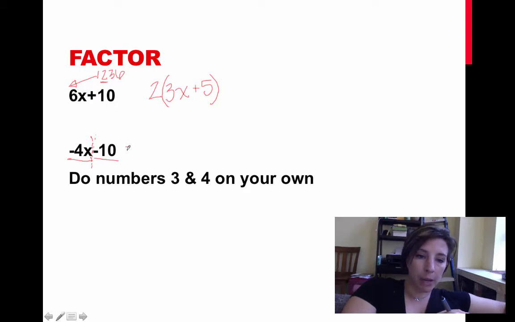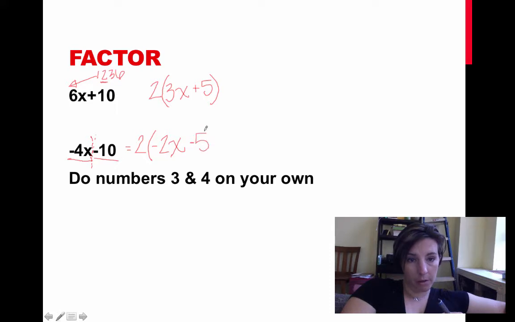So I'm going to pull out, there's 2 ways I can do this. I can pull out a 2. And negative 4 divided by 2 is negative 2x, minus, negative 10 divided by 2 is negative 5, I'm sorry. So I can do 2 times negative 2x minus 5, or I can pull out a negative 2.